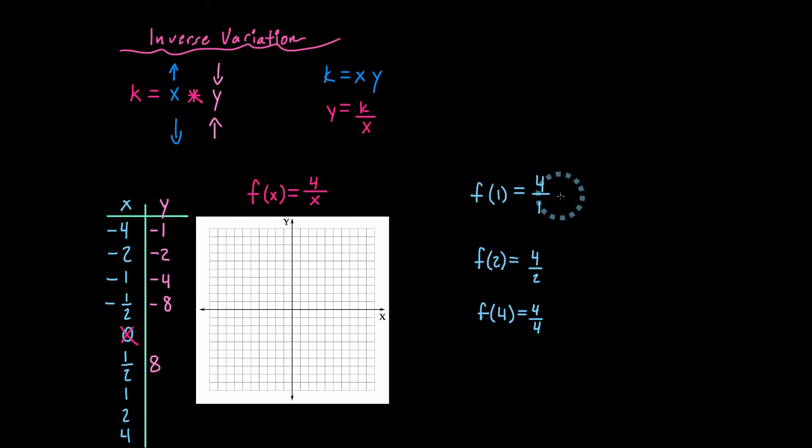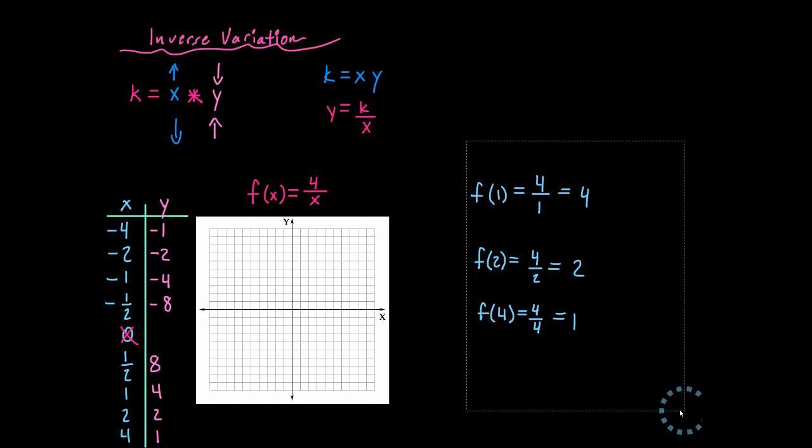So 4 over 1 will give me a value of 4. 4 over 2 will give me a value of 2. And 4 over 4 will give me a value of 1. So when x is 1, y is 4. When x is 2, y is 2. And when x is 4, y is 1. So let's go ahead and graph all of this information and see what the graph actually looks like. I'm just going to clear out that screen.